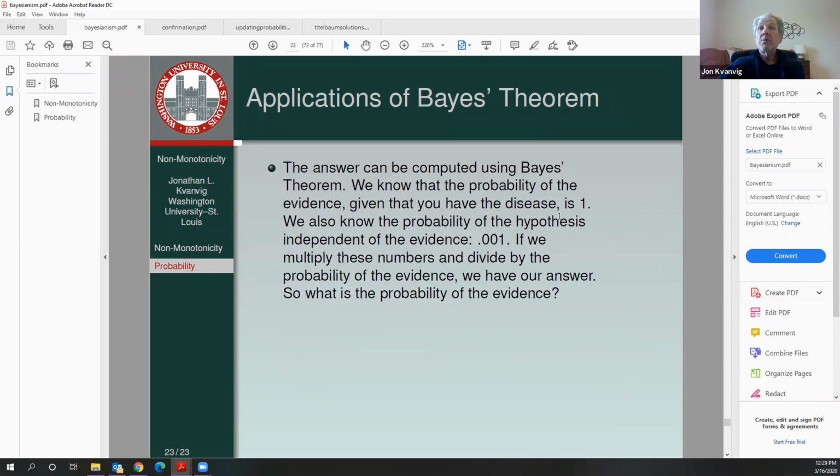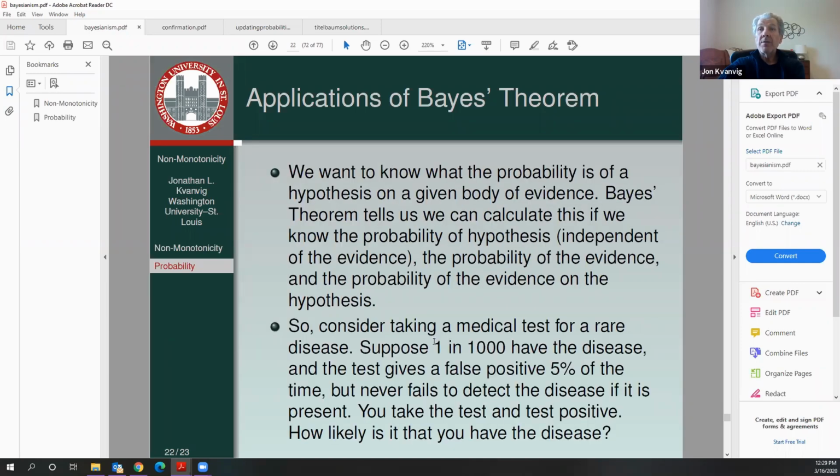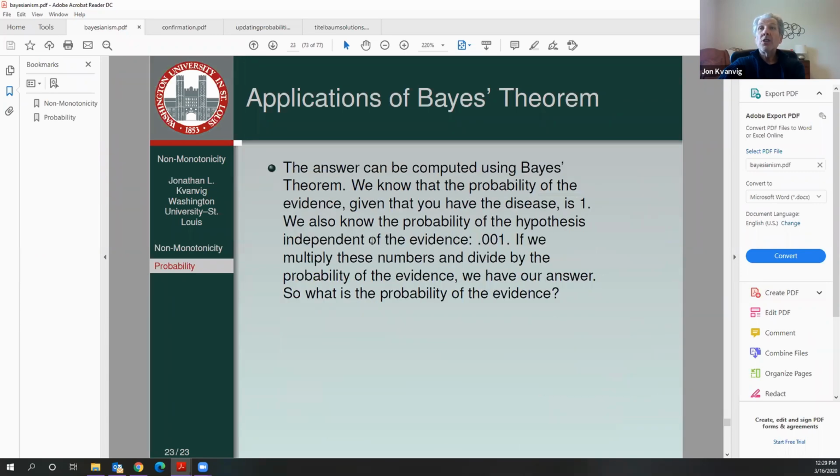Okay, we also know that the probability of the hypothesis independent of the evidence, that's 0.001. Where do we get that? 1 in 1,000 have the disease. Okay, so the probability that you have the disease prior to and independent of taking the test is 0.001. If we multiply these numbers and divide by the probability of the evidence, we have an answer. So what is the answer?